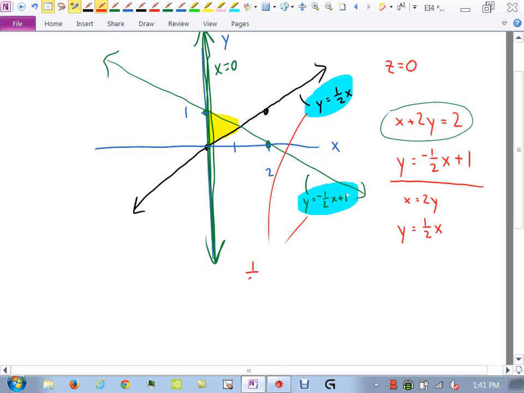You get 1/2 x equals negative 1/2 x plus 1. Let's say we add half x to both sides. You get x is what? 1. And if x is 1, what's y? What's y, if x is 1? 1/2. So I'm basically saying that that point right there has an x-coordinate of 1 and a y-coordinate of 1/2.